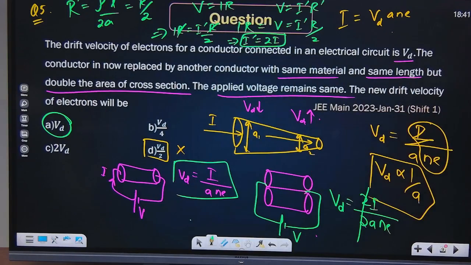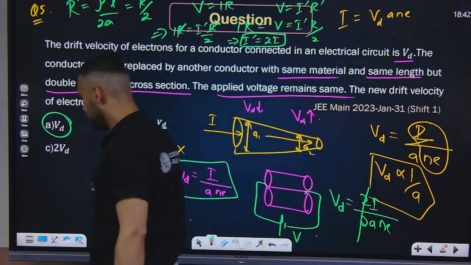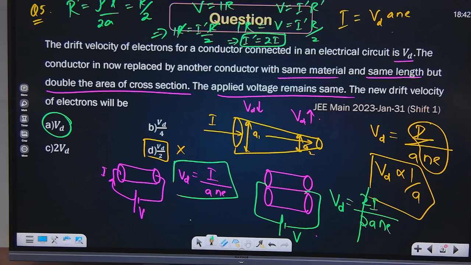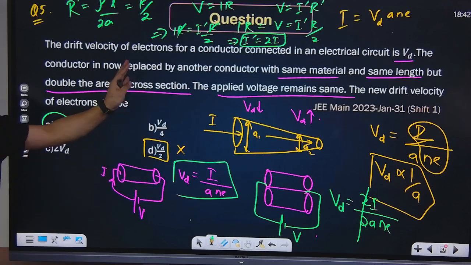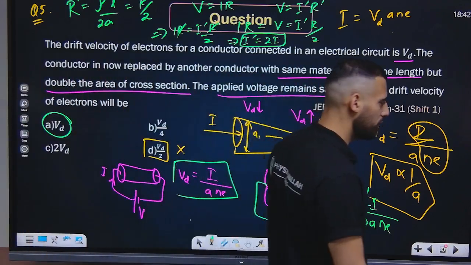That means numericals come later, concepts first. How did you like it? These are so many concepts of drift velocity in a single question.